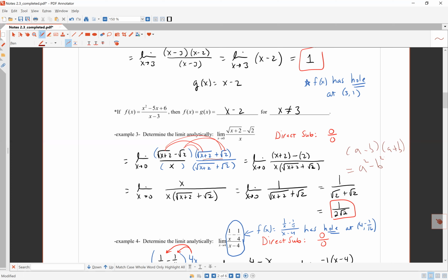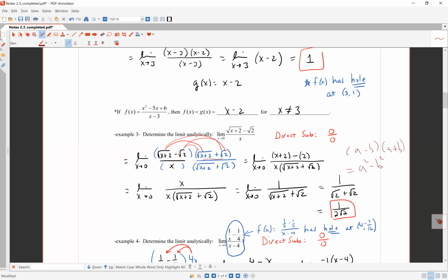And so the numerator turns into x plus 2 minus 2. So we just end up getting x in the numerator. Oh, and the x's drop out, right? So we have x in the numerator, and in the denominator x times the conjugate. So we end up taking the limit as x goes to 0 of 1 divided by the quantity square root of x plus 2 plus square root of 2. And it turns out to be 1 over 2 times the square root of 2.